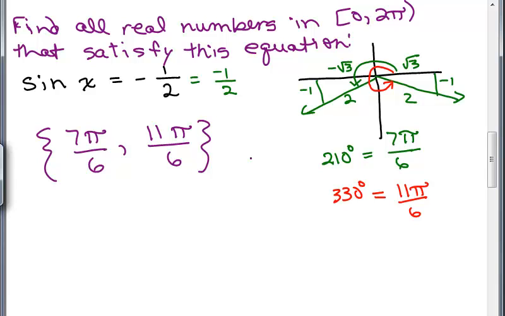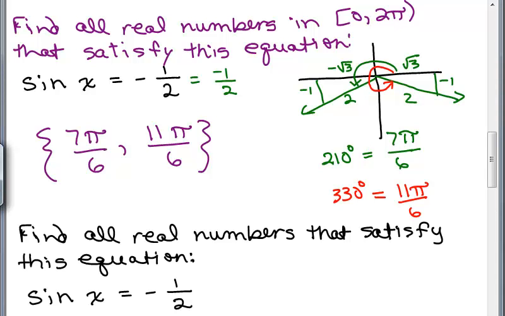Now, we're going to use this information to solve the next problem. So if we now want to find all real numbers, not just between 0 and 2 pi, we have to think, well, where are all the places where the sine is going to be -1/2? So here's the second problem. Find all real numbers that satisfy this equation. Sine of x equals -1/2. Well, we know that 7 pi over 6 is a solution. We know 11 pi over 6, but are there other ones?